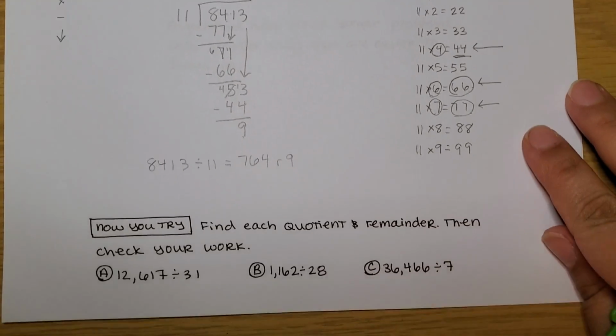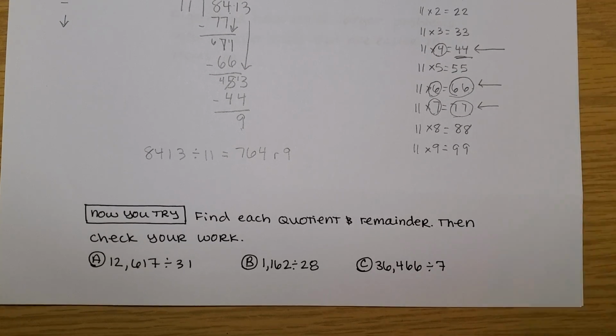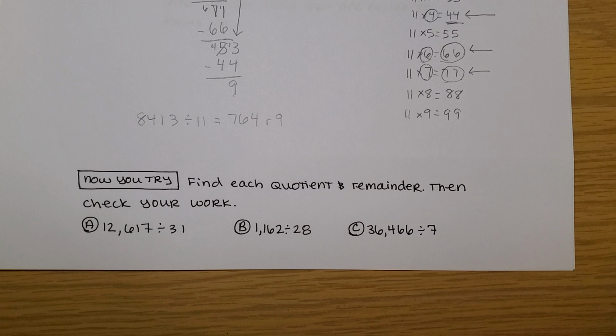So here are a few problems for you to try out on your own, see how you do. We've got 12,617 divided by 31, 1,162 divided by 28, and 36,466 divided by 7.